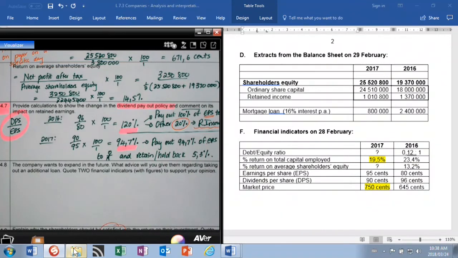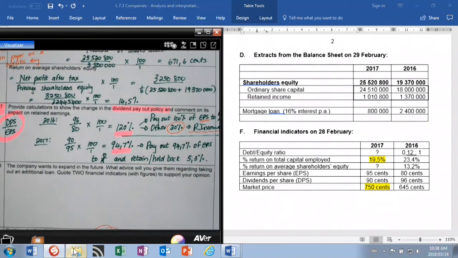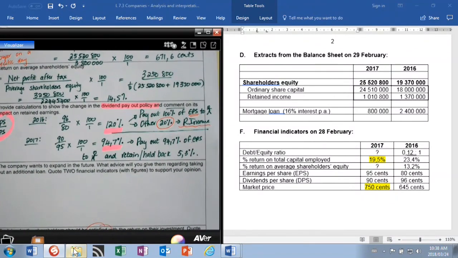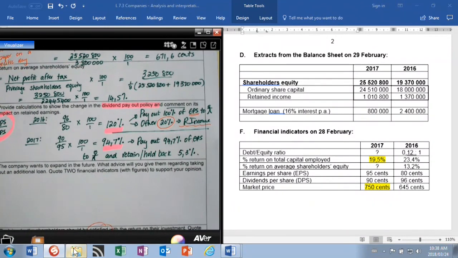Last year it was 120%, meaning that we pay out our whole earnings per share to our shareholders, and the other 20% must come from the retained income. Please don't say that no money is retained or something like that. Just say something like this. And then for this year, we only pay out 94.7% of our earnings to our shareholders and retain or hold back 5.3% for the future or for future use or whatsoever.